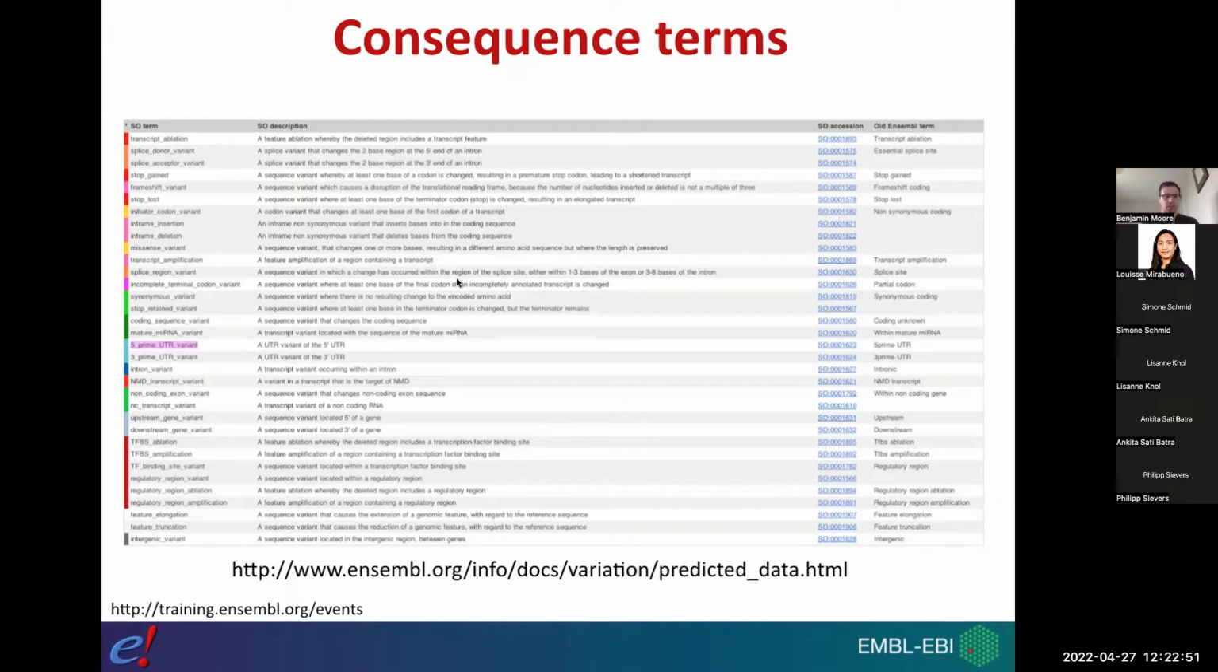So any variant, for example, that is a non-synonymous missense variant, those non-synonymous coding variants, are going to be labeled as missense variants. If you look in the table here, just this one example, a missense variant is described as a sequence variant that changes one or more bases, resulting in a different amino acid sequence, but where the length is preserved. So this is the definition of a non-synonymous coding variant. Every variant that satisfies this definition will be tagged with this missense variant term, and it will be color coordinated with these colors that you can see on the left-hand side as well.